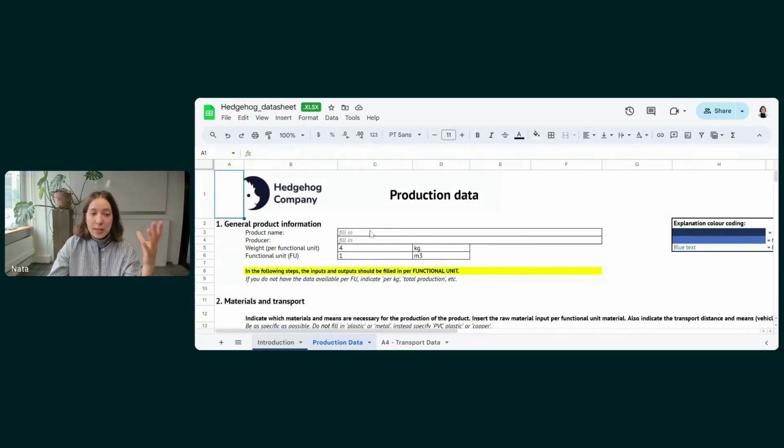We will need you to fill out the product name, the producer, so your name, or maybe the factory that produces the product. The functional unit, for example, volume, so 1 cubic meter of the product, and the weight per functional unit, so how much, for example, 1 cubic meter of a product weighs in kilograms.